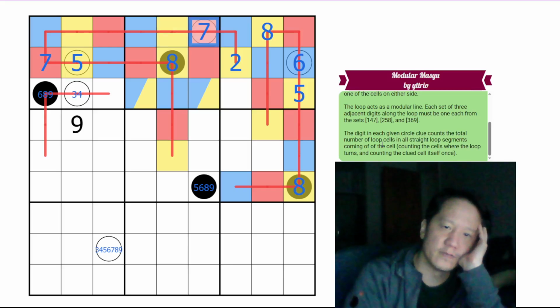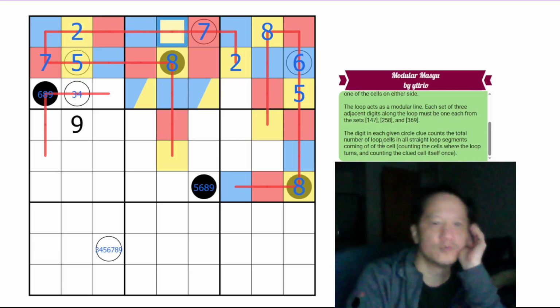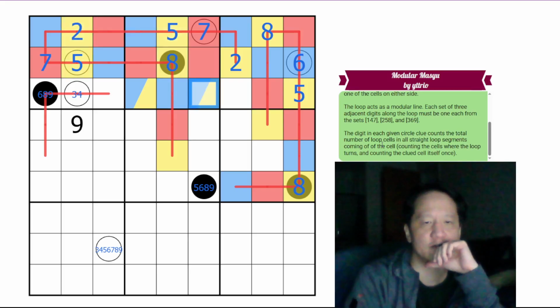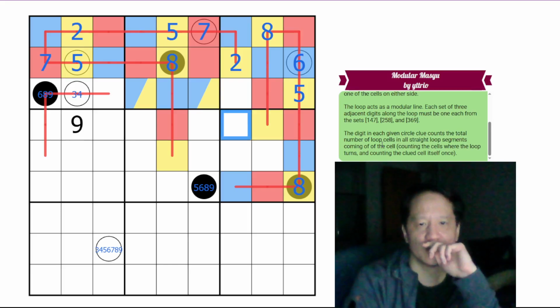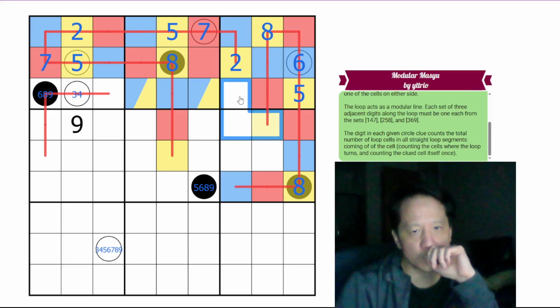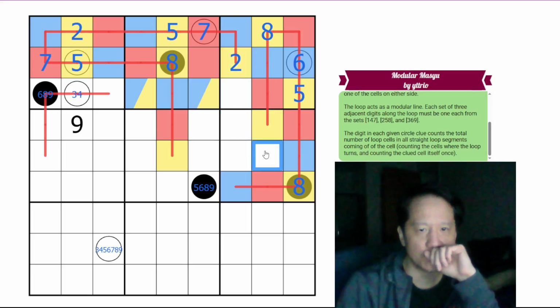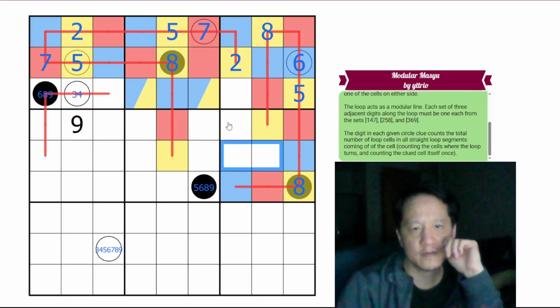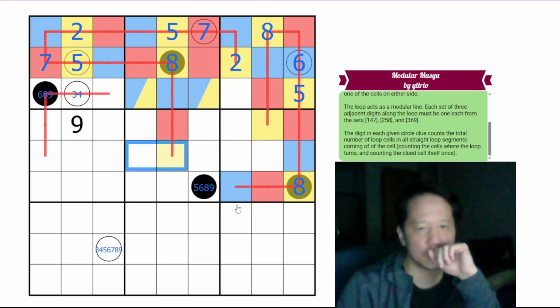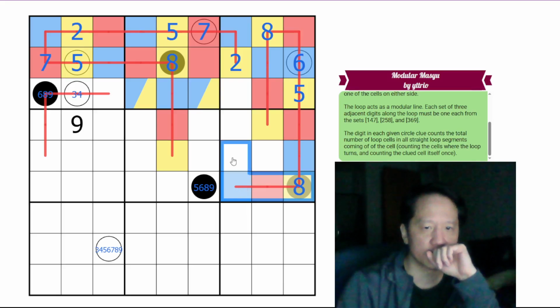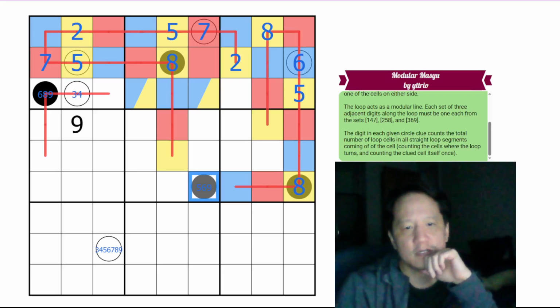This can't be 5 or 8. It's 2, which means this can't be 2 or 8, it's 5. Okay, so it could be blue, red, yellow, that's fine. Or blue, red. So this turns here. This is 8, so it cannot turn there. So this is not 8. This is blue or yellow.